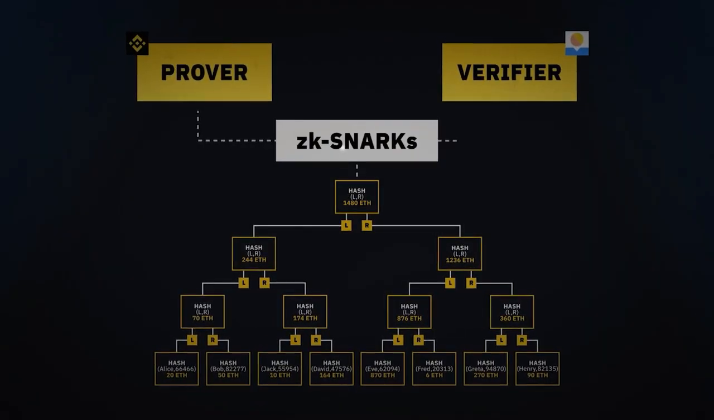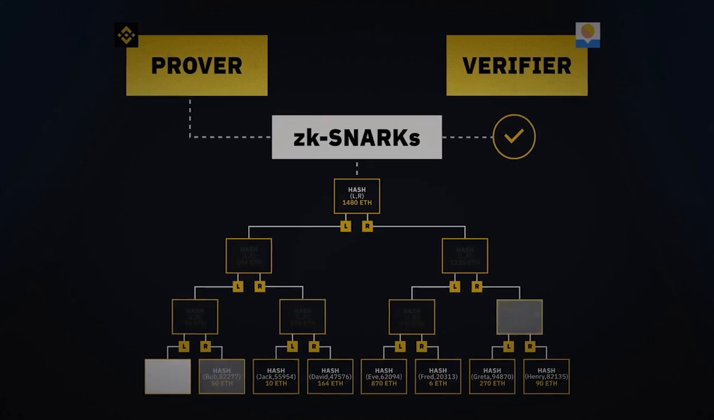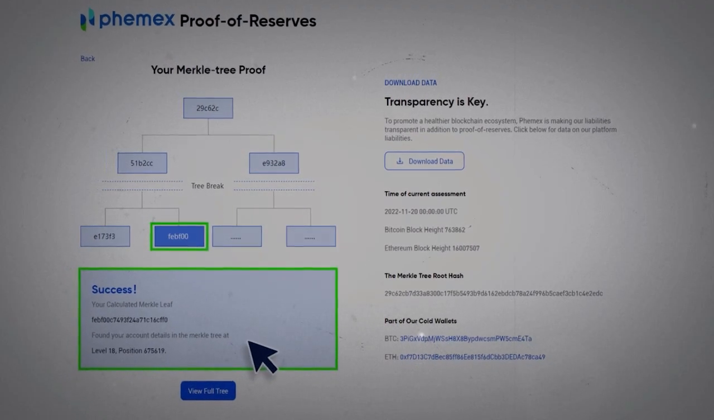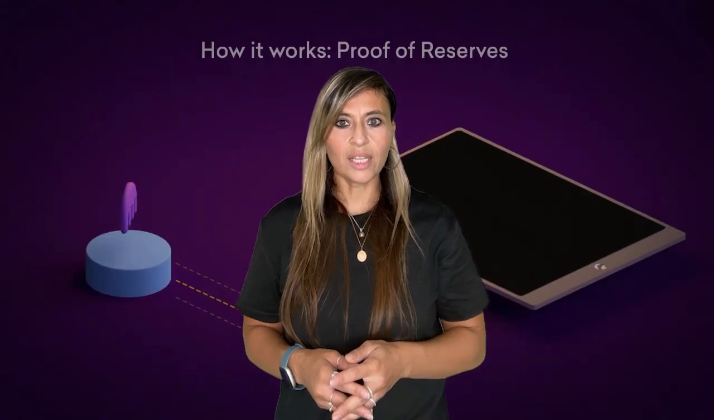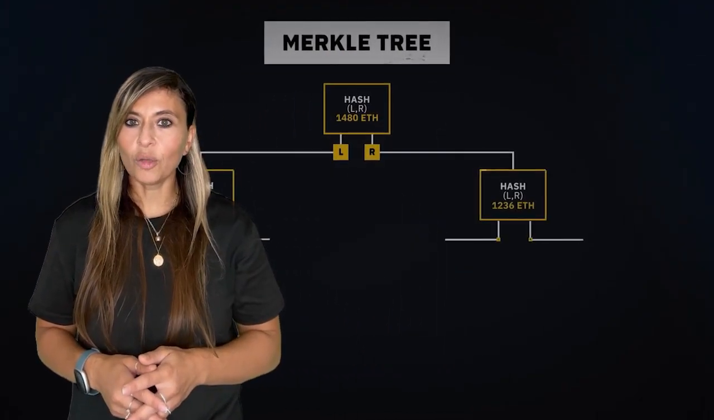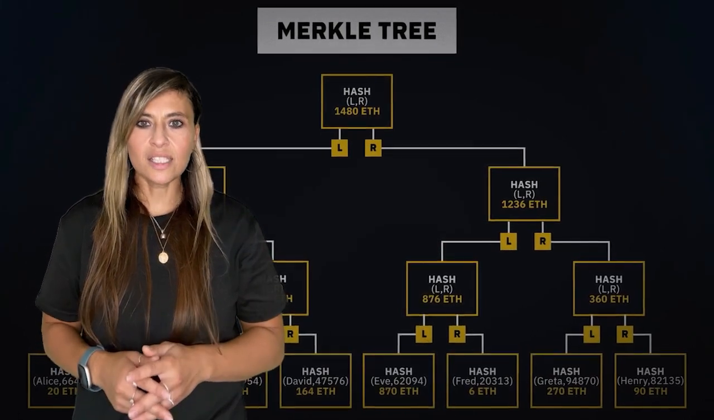Proof of reserves is a way for the exchanges to prove that they have these assets they claim to hold on behalf of their customers. It assures the customers that their funds are there and can be withdrawn at any time. So how does it work? It all started with something called a Merkle tree. Now this might sound technical, but let's break it down in the simplest way possible.